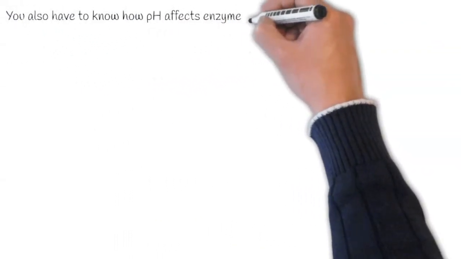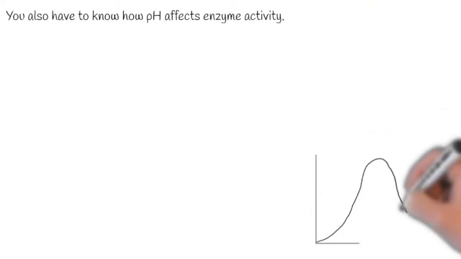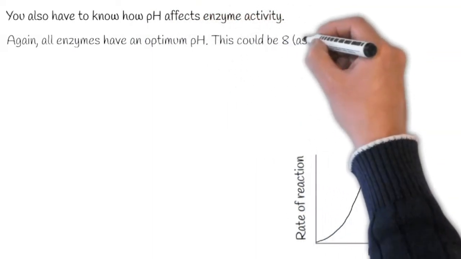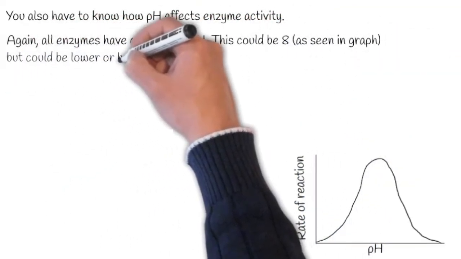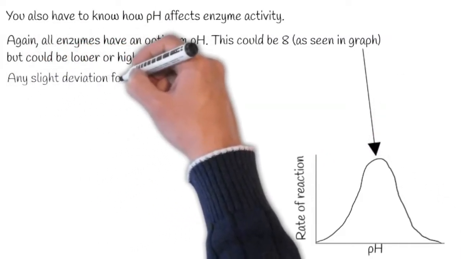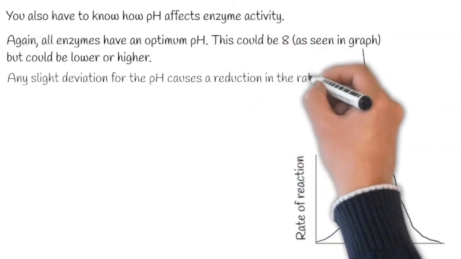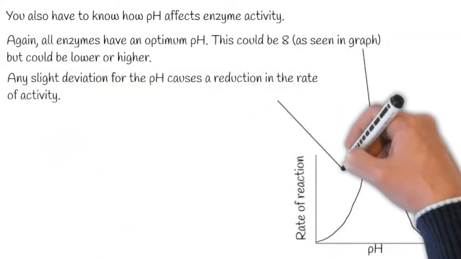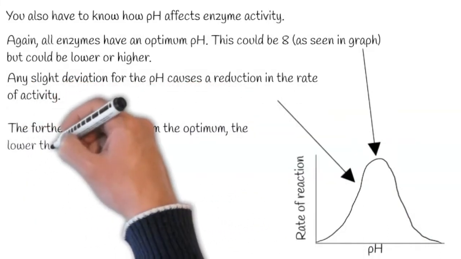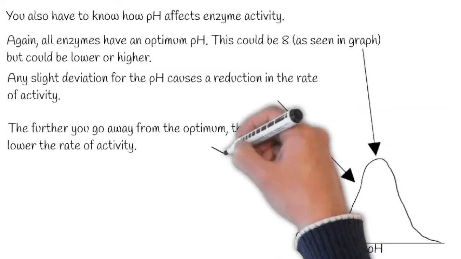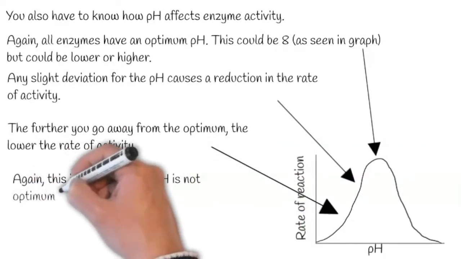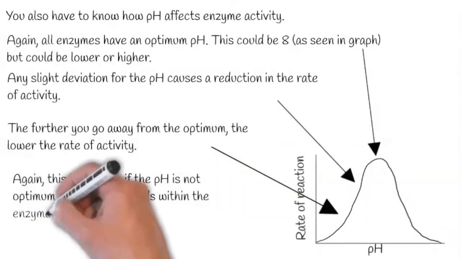You also have to know how pH affects enzyme activity. So I'm drawing a graph for that now. Again, all enzymes have an optimum pH. This could be 8, but could be lower or higher. Here is the optimum. Any slight deviation from the pH causes a reduction in the rate of activity. You see here, if we change the pH by 1, it decreases. And the further you go away from the optimum, the lower the rate of activity. Again, this is because if the pH is not optimum, it breaks the bonds within the enzyme.